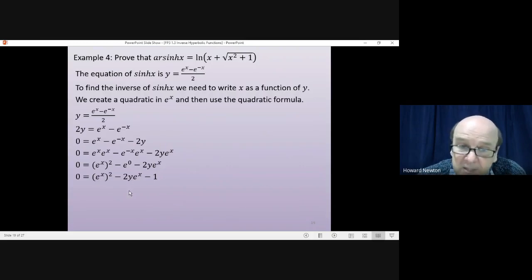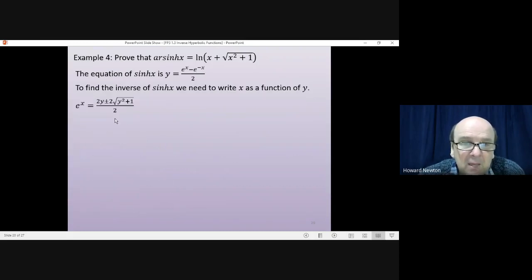And at this point, I can use the quadratic formula, which means that e to the x will equal minus b, which is 2y, plus or minus the square root of b squared minus 4ac, which will be 4y squared plus 4, all divided by 2a, which is just 2. Taking the 4 out of the square root will give me that. And then dividing by the 2 will give me that.